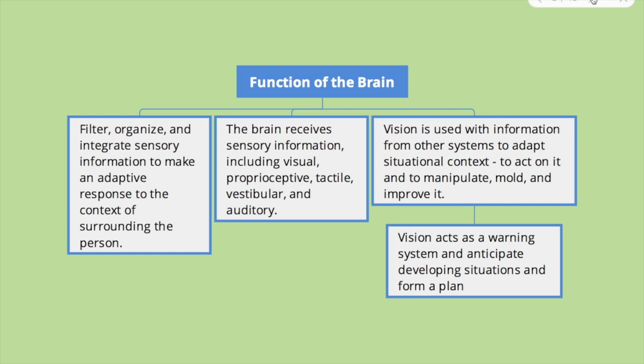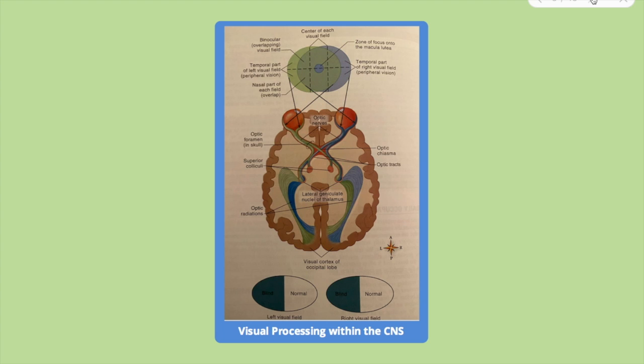Vision is used with information from other systems to adapt to situational context, so to act on it, manipulate, mold, and improve it. Vision acts as a warning system, anticipates developing situations, and forms a plan. Here's a visual of the processing within the CNS.